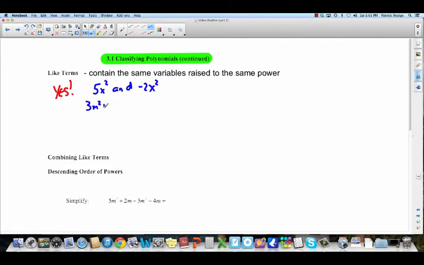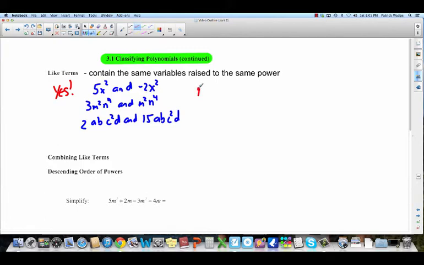3m squared n to the 4th power, and m squared n to the 4th power. They have the same variables, m, n, and they're raised to the same power, 2, 4, 2, 4. One more, 2ab c squared d and 15ab c squared d. Those as well are like terms.